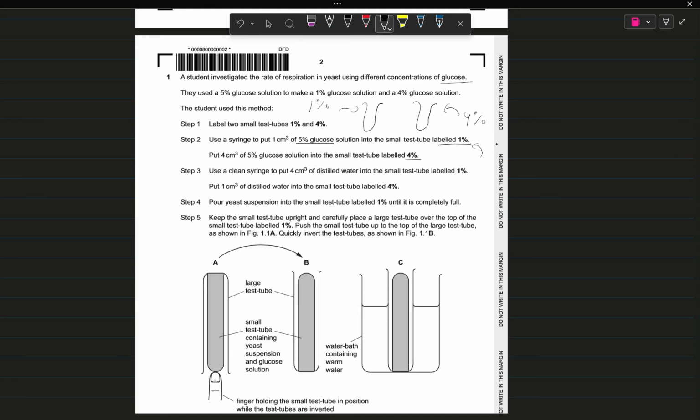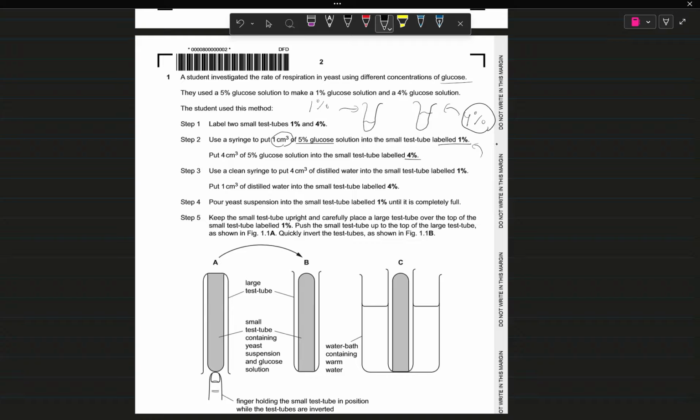So what we'll be doing here for the 1% is that we'll simply take 1 centimeter cubed using a syringe into the 1% test tube. So here we'll just fill it with 1 centimeter cubed of 5% glucose solution. Now, on the other hand, for the 4% one, instead of filling it with 1 centimeter cubed of glucose, we will instead use 4 centimeter cubed.